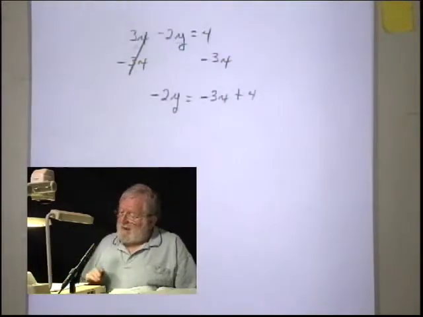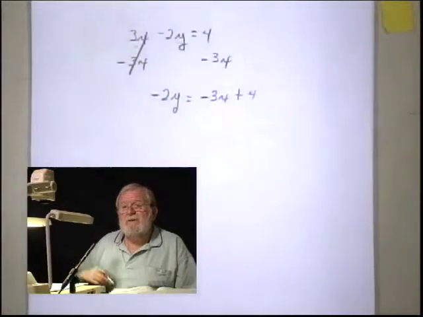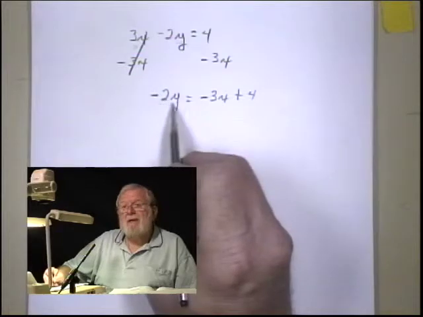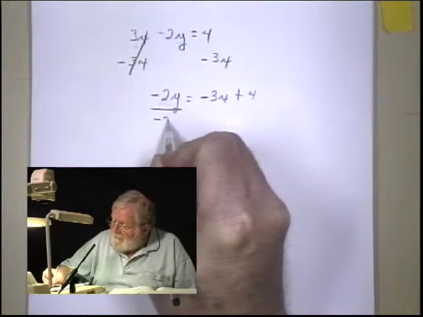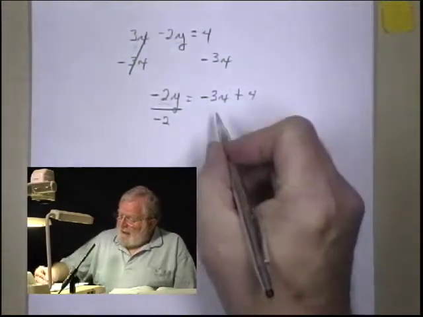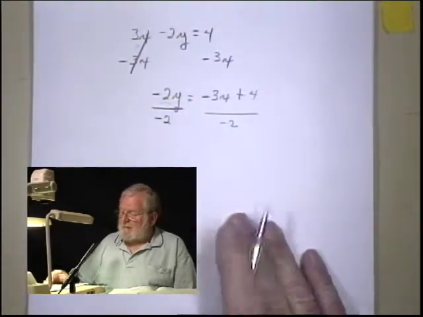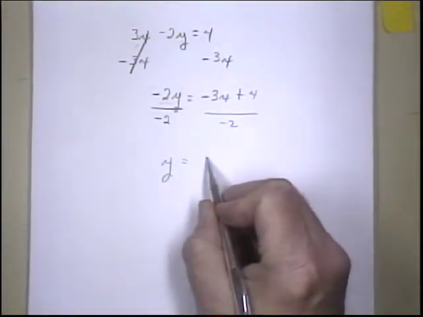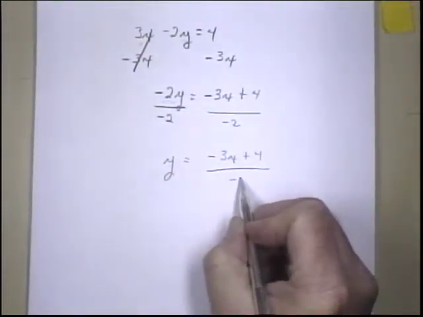We still don't have y by itself. We have this coefficient, a negative 2, in front of the y. Now to get rid of the minus 2, we're multiplying y times a minus 2, so we'll divide by a minus 2, which will give us 1y, which is y. And we'll have to divide this whole thing by a minus 2 also. So this gives us y equals minus 3x plus 4 over minus 2.